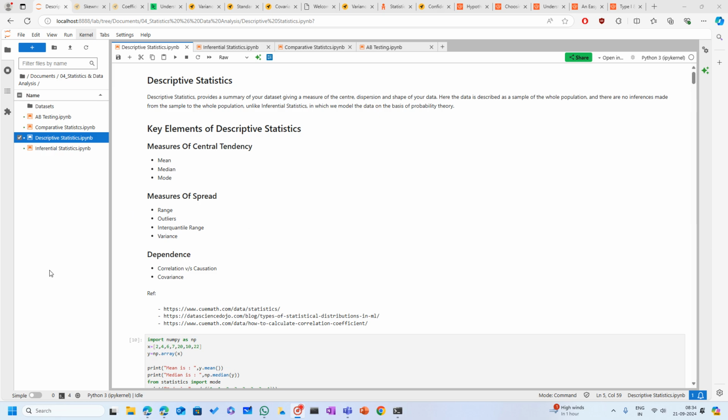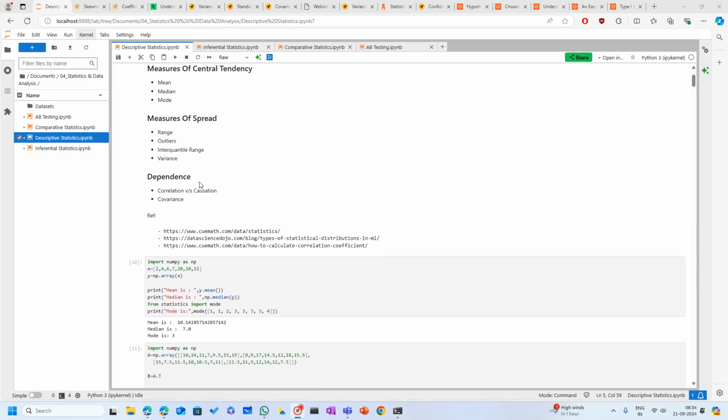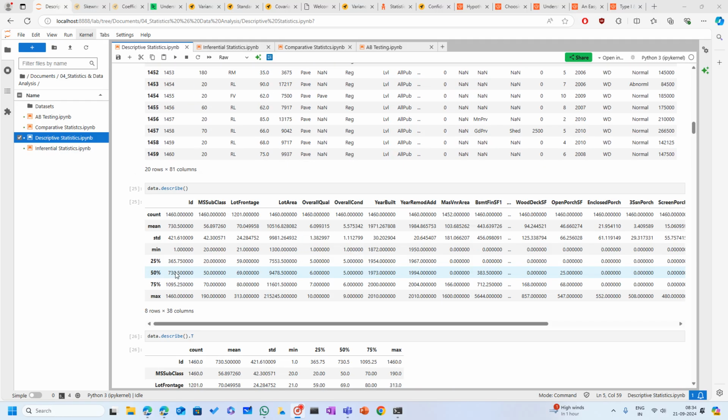Okay, in the previous class we learned about descriptive statistics, wherein we talked about mean, median, mode, and how they appear. Then we talked about range, outliers, interquartile range, and variance. So today we'll be looking at skewness, we'll be looking at correlation, covariance, and we'll take it from here.